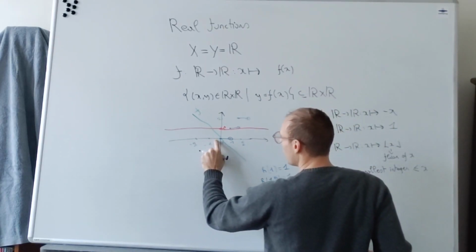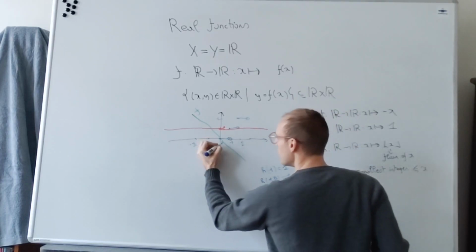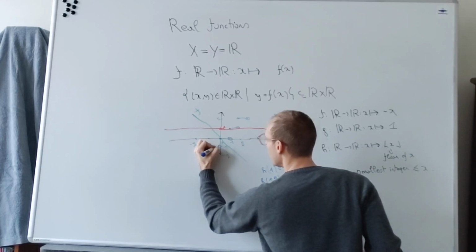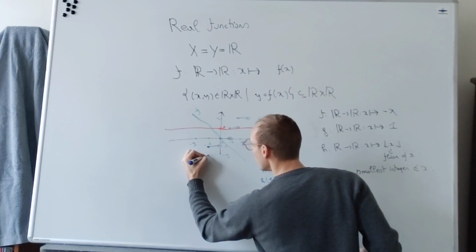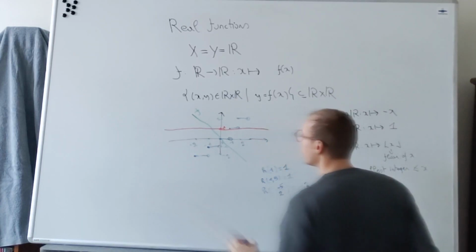And then here what we see, every element, let's say minus 0.5, is actually mapped to minus 1. So this goes like this. And then if we're in between minus 2 and minus 1, then we're mapped to minus 2. And this also goes like this.